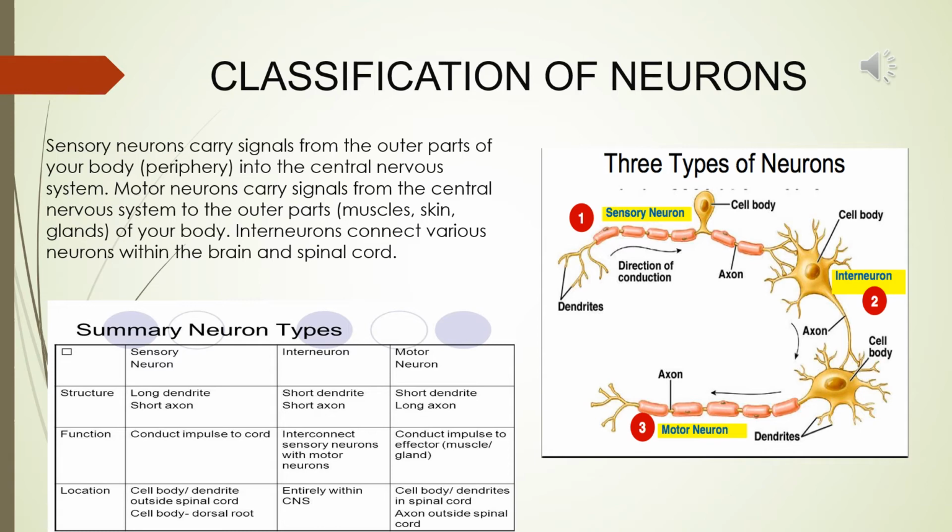Now see the diagram. First one, sensory neuron. Direction of conduction is shown from dendrites to cell body. Now again, interneuron: from one cell body to another cell body actually. Now the third one is motor neuron, that is cell body to the end part of the axon.